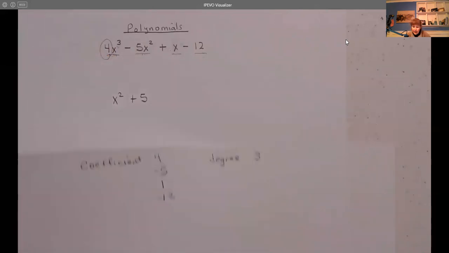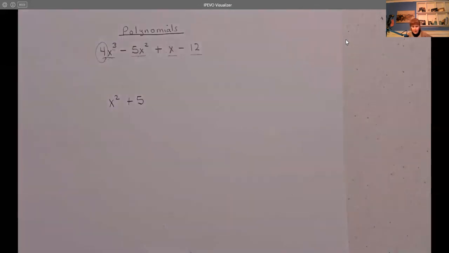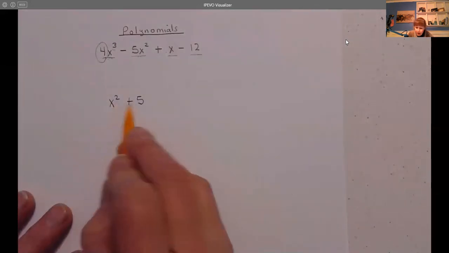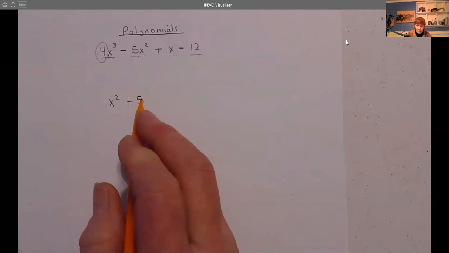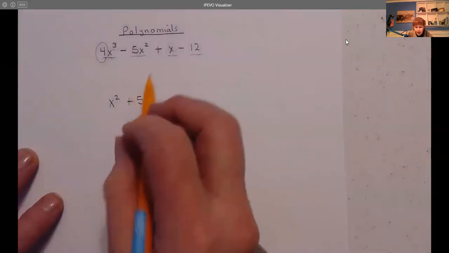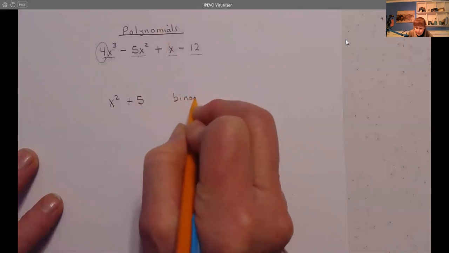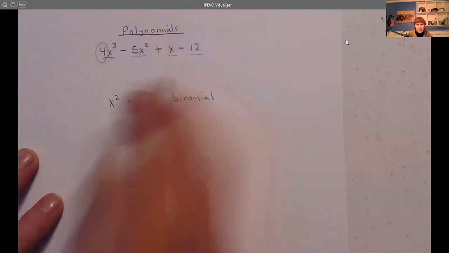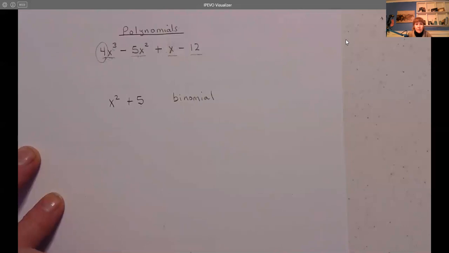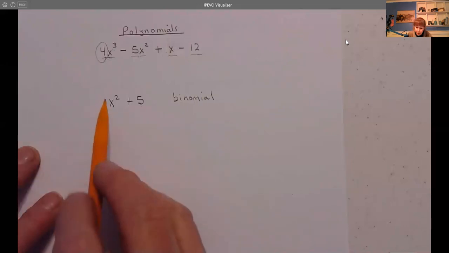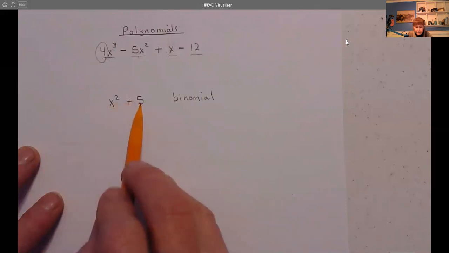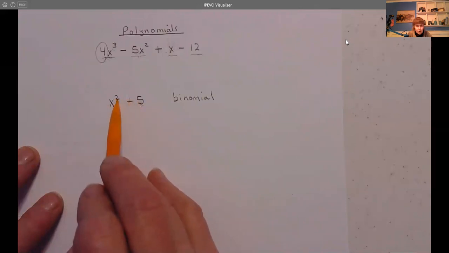Okay, now looking at this is also a polynomial here. This polynomial has 2 terms. And if you have a polynomial with 2 terms, you can call it a binomial. All right, you'll hear that term in your other classes. It's a binomial. It has 2 terms. The coefficients are 1 and 5, and the degree is 2.